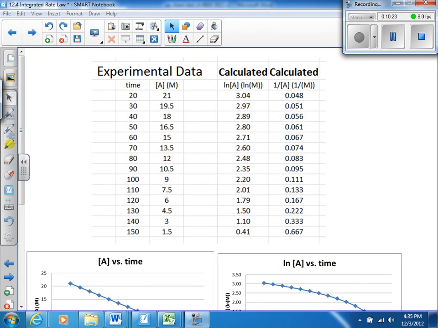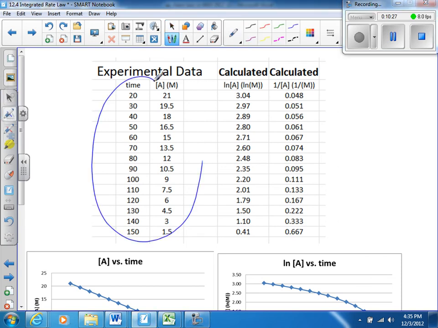All right, now we're going to apply what we just learned. So we are given a bunch of experimental data, concentration versus time. We literally calculate the log of the concentration. For each of these concentrations, I calculate ln of the concentration. So I take ln of 21, and that's 3.04.